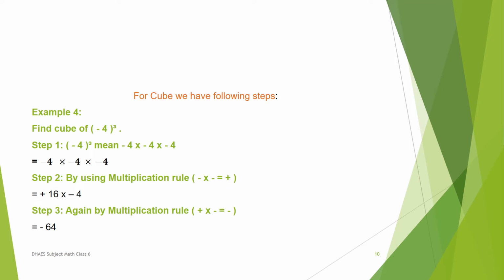Now we again have a plus sign and a negative sign. So plus sign multiplied with negative sign we get negative sign, and 16 multiplied by 4 we get 64. So minus 64 is your answer.